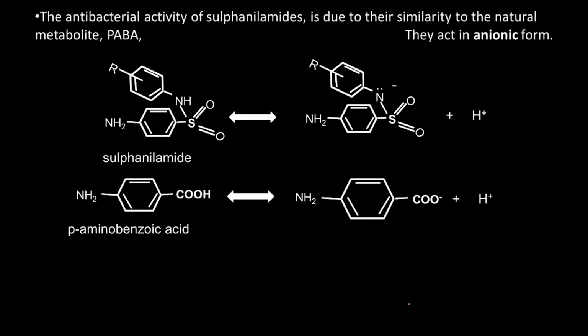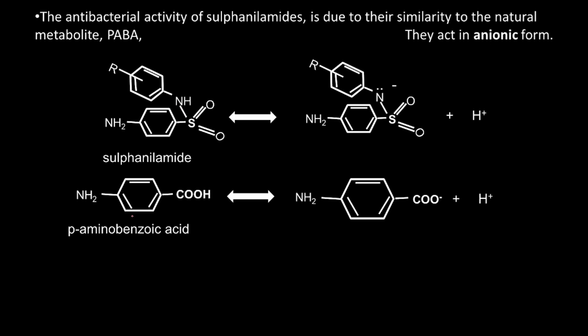So why does all this come into the picture? If you look at the antibacterial activity of sulfonamides, they have a sulfur group and they form N minus and H plus here. Depending upon the R, either you will have the neutral form or you will have the anion form. But the anion form is the active antibacterial agent, not the neutral form.